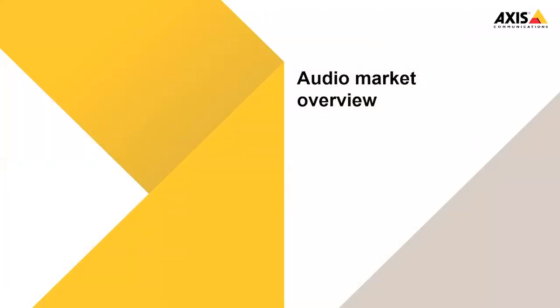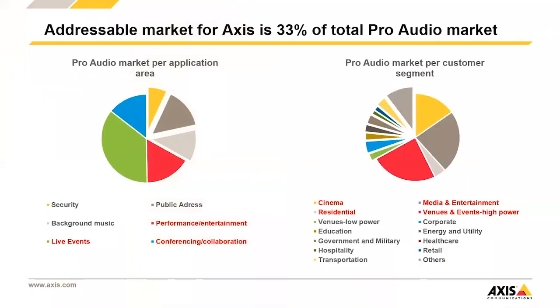First off, let's go over the audio marketplace as an overall snapshot. So the professional audio marketplace is about 2.1 billion with a B in the United States. So our addressable marketplace really is security, background music, and public address. So that's about a third of the pie. So it's about a $750 million plus opportunity out there. Access audio, we don't do live events, we don't do performance or entertainment, any kind of rental or staging or conferencing or collaboration. So we're really distributed in commercial audio in the security, public address, and background music industries.